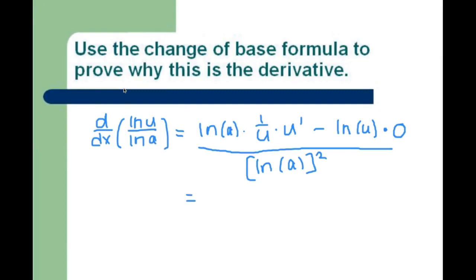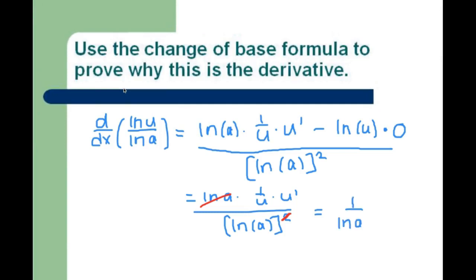So you get ln a times 1 over u times u prime, over ln a squared. But we got an ln a up top and an ln a squared on bottom, so we can cancel one away. And we get 1 over ln a times 1 over u times u prime.